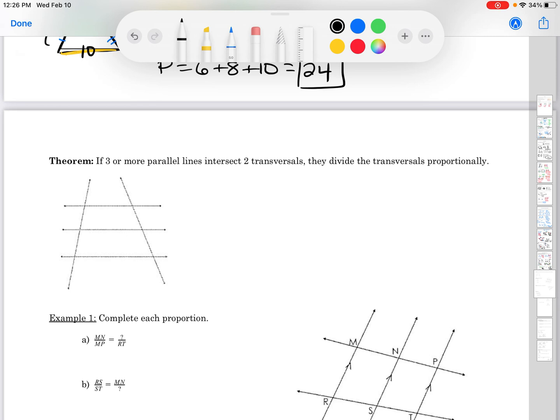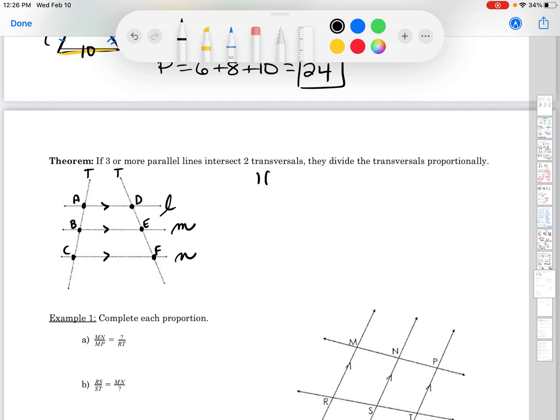We also have a theorem that says if there are 3 or more parallel lines that intersect 2 transversals, then they're going to divide the transversals proportionally. All right, so these are our parallel lines. Our transversals are here and here. We have point A, point B, point C, and we can call this D, E, and F for convenience. And then let's call this line L, line M, and line N.